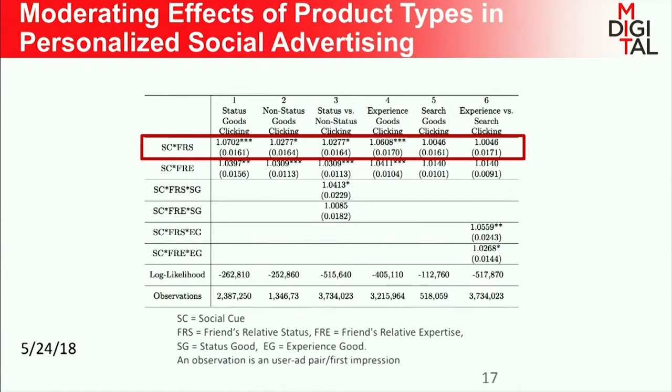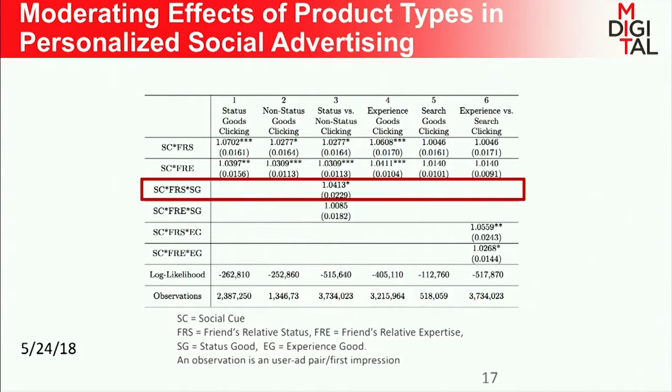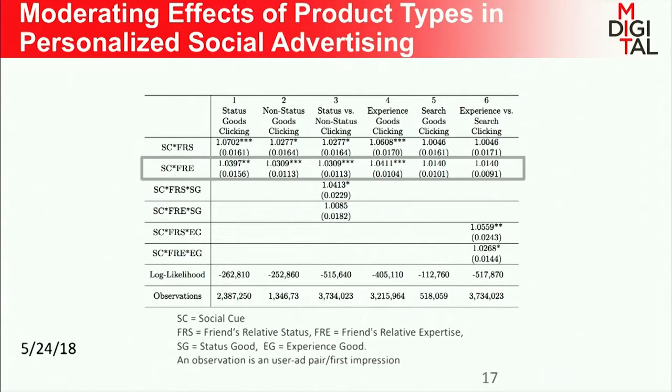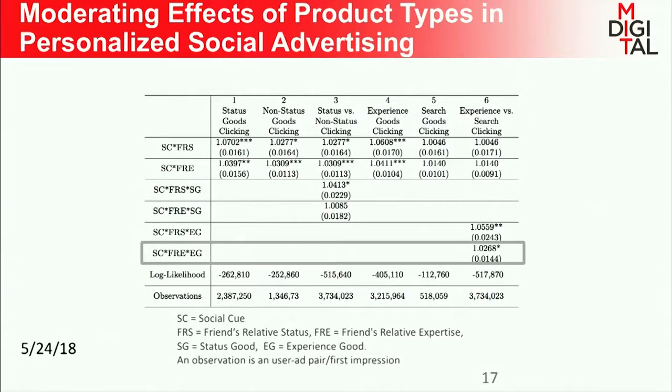If we show the social cues created by our friends of greater social status, the social ad effectiveness is increased, and increases more for the status goods than the non-status goods. And if we show the friends who have greater product expertise in the ads, the social ad effectiveness will also increase, and increase more for the experience goods than for the search goods.